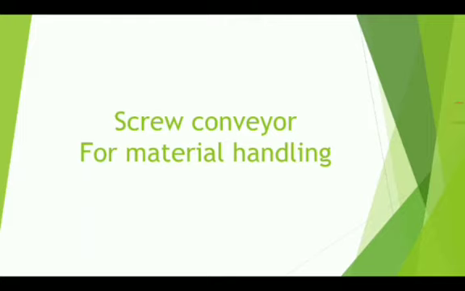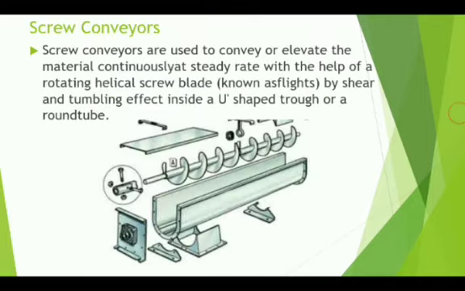In this video we are going to study about screw conveyor that is used for material handling. So what is screw conveyor? Screw conveyors are used to convey or elevate the material continuously at steady rate with the help of a rotating helical screw blade known as flight by shear and tumbling effect inside a U-shaped trough or a round tube.